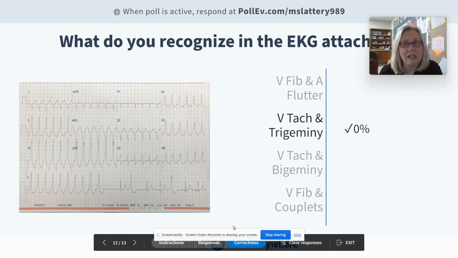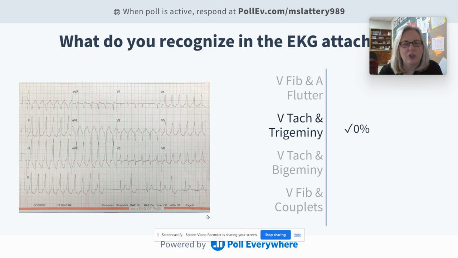Hopefully you guessed this one, VTAC and trigeminy. So this right here is clearly a string, or what we call a run, of VTAC. So we have 1, 2, 3, 4, 5, 6, 7, 8, 9, 10. There's 10 of them in a row. And in VTAC, all we need is 4 or more in a row. So this is definitely VTAC.